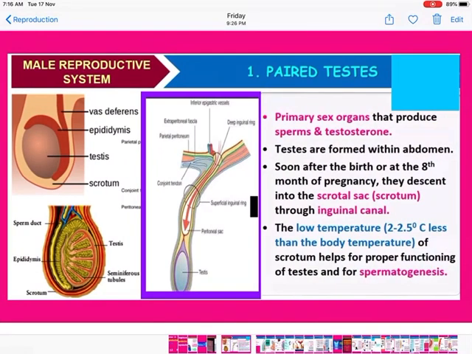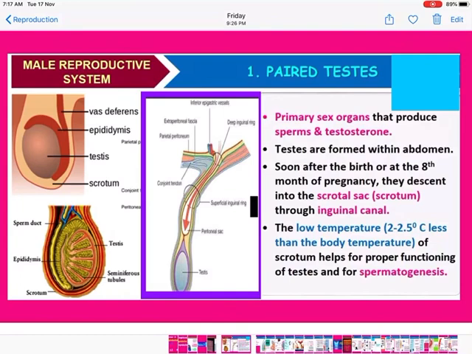Now let us start with the testes. These are the primary sex organs, means they produce male gametes called sperms. But the testes are dual in function. One, they produce male gamete or you can say sperms, and also they produce hormone. The name of the hormone is testosterone.